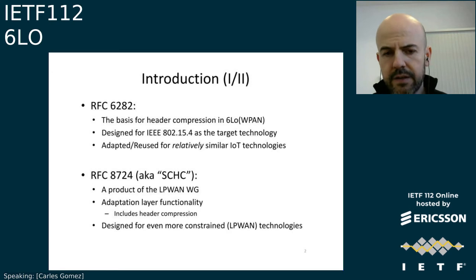And well, last year there was the publication of RFC 8724, also known as SCHC, which is a product of the LPWAN working group. SCHC defines adaptation layer functionality, and it includes a header compression component. SCHC has been designed for even more constrained technologies, such as LPWAN technologies. And for that, the header compression in SCHC is more aggressive than the one in 6LoWPAN. The trick is using static context based on a priori knowledge of header field values. So next, please.